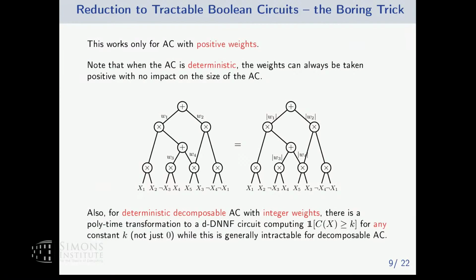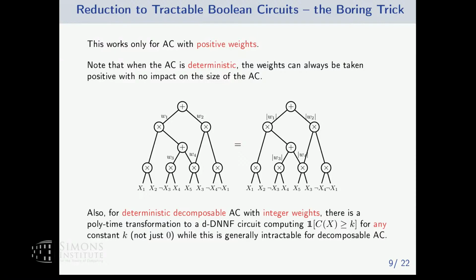But you need the positive weights. Well, you need the positive weights only, but not in all settings. In particular, if your arithmetic circuit is deterministic, then it's not so hard to prove that you can just always assume that your weights are already positive. If I give you an arithmetic circuit and I tell you it's deterministic, then it's computing the same function as this one where I replace the weights by their absolute value.